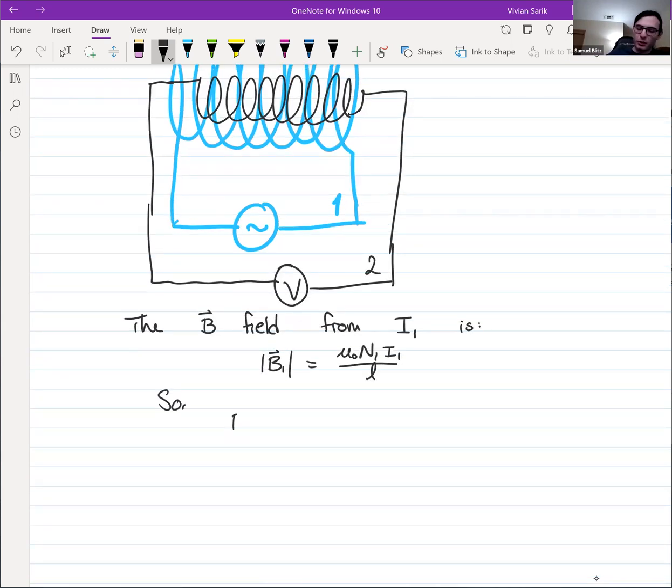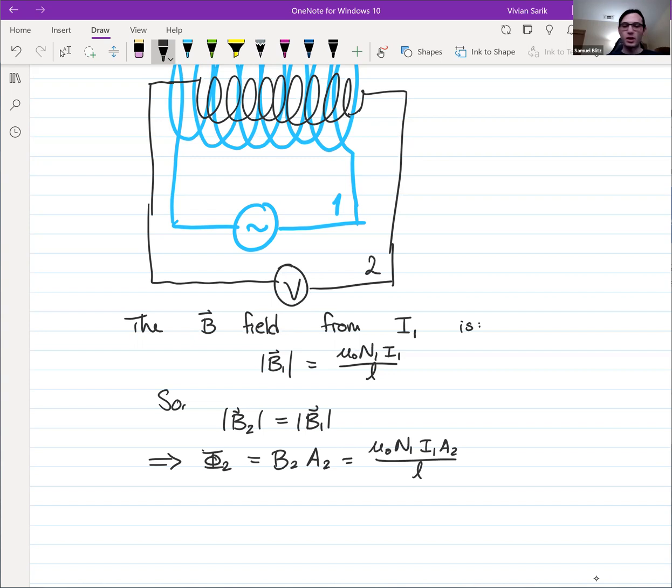That means that the magnitude of B2 is just the magnitude of B1. That's the magnetic field inside the black solenoid. So that tells us what the flux is. The flux through the second solenoid is B2 times A2, which is B1 times A2. And we know what B1 is. This is mu naught times N1 I1 A2 divided by L.